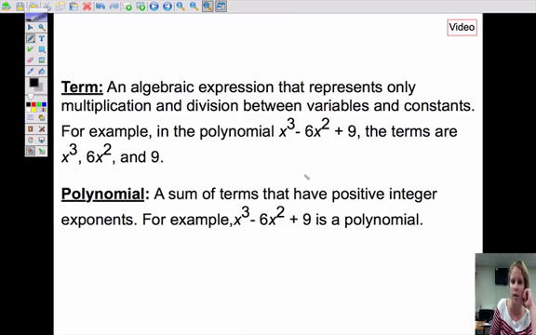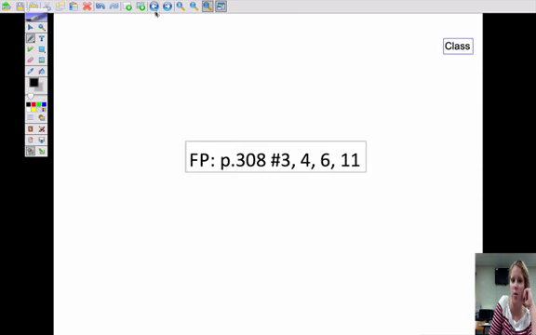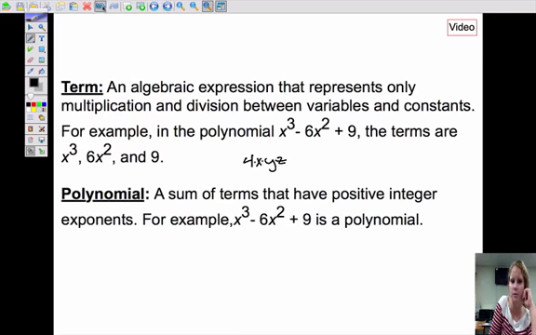If we write another one, we could have 4xyz. That together would be a term because we're multiplying and dividing in there. Okay? Or we could have 4x divided by y. That's also a term because multiplication and division are the only things used there.